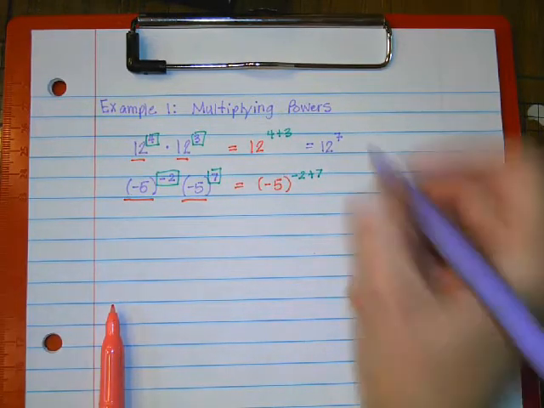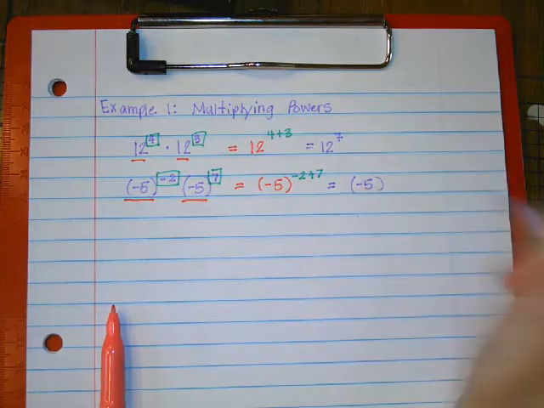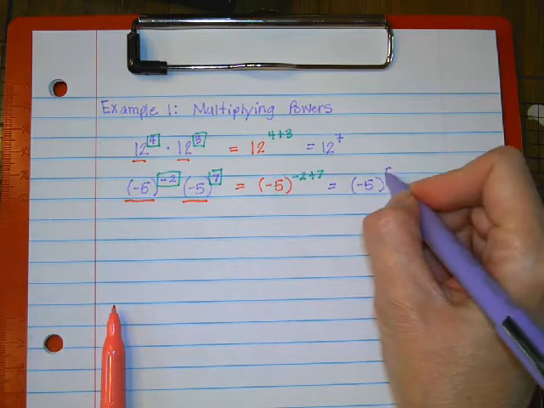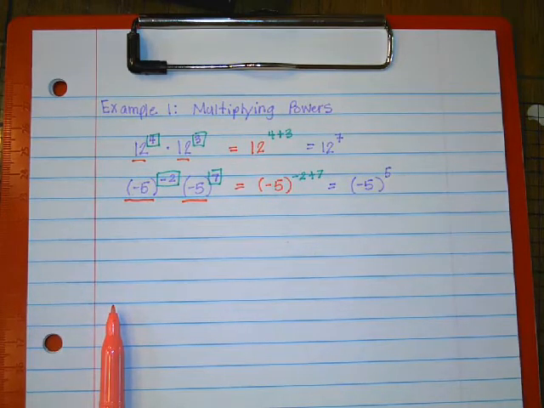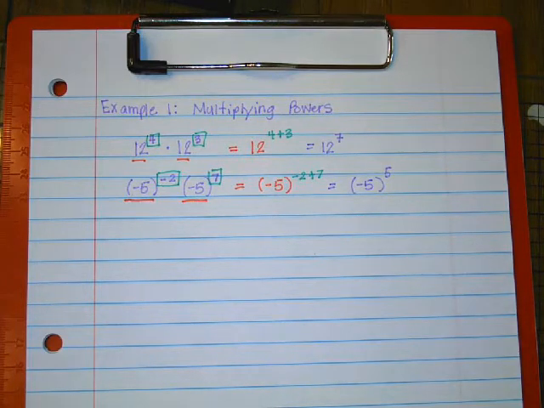Once I do that, I'll get my same base, -5, the base they had in common. -2 plus 7 is a +5. So it'll be -5 to the 5th power. Again, they do not want you to solve. They just want you to simplify to here. They just want you to rewrite it with the same base.